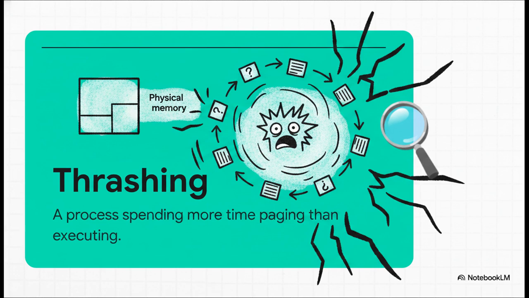The illusion completely shatters. The system is essentially panicking, right? It gets stuck in this endless loop of page faults because there simply isn't enough physical memory to hold the active pages it needs at that exact second.